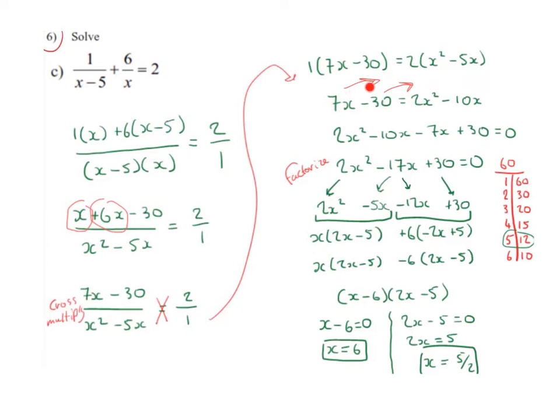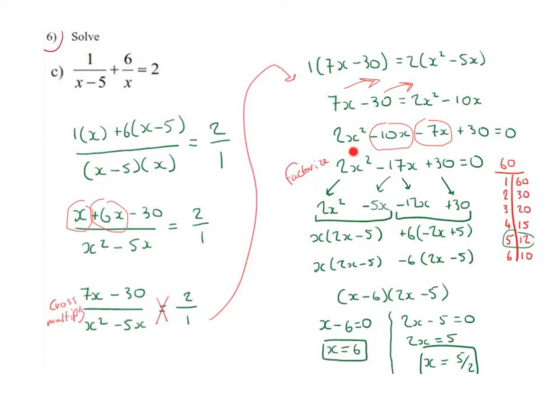So the 7x comes over the equal sign and becomes minus 7x. And the minus 30 comes over the equal sign and becomes plus 30. And this is equal to 0. Now we just have to simplify this. We don't have any other x squared, so the 2x squared just comes down here. We can put together the minus 10x and the minus 7x to give minus 17x. And we just bring down the plus 30 equals 0.